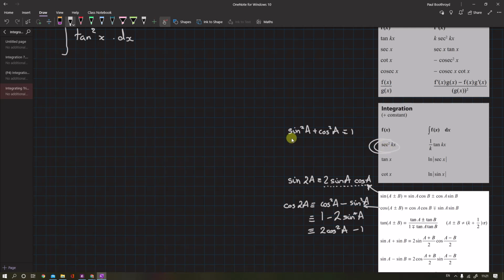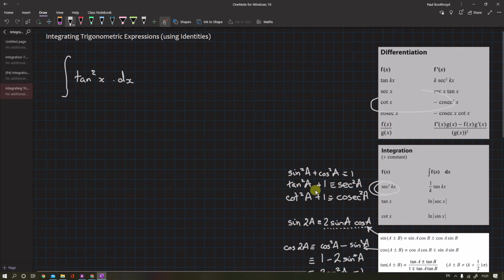Sorry, cos squared, and we get tan squared a plus 1 is sec squared a. If I divide through by sine squared, I get cot squared a plus 1 equals cosec squared a. And because of that, we can actually get these to work as well. We can integrate now because we know that these are differential forms of others. So let's go back to the tan squared.